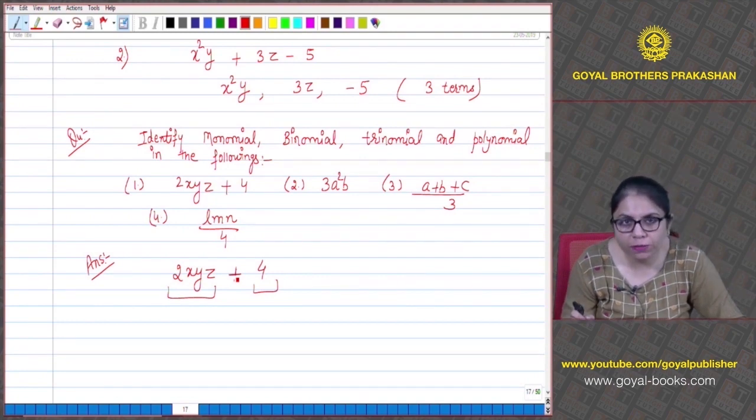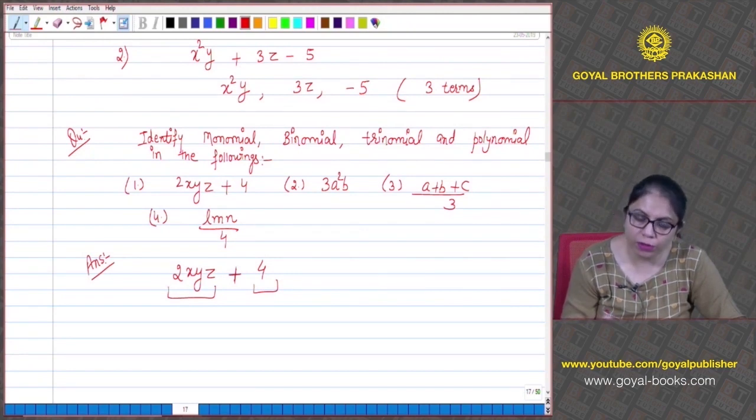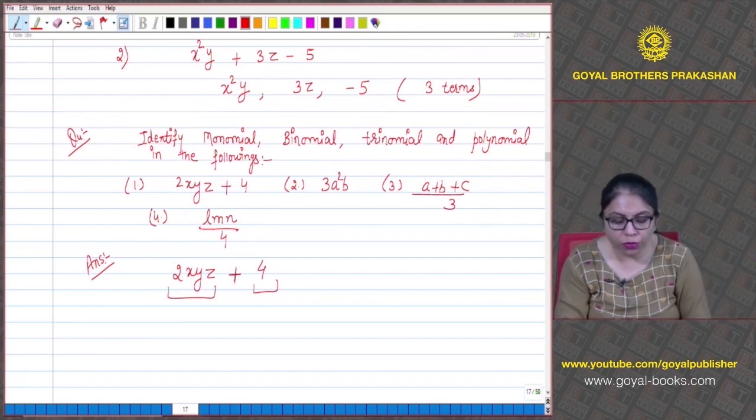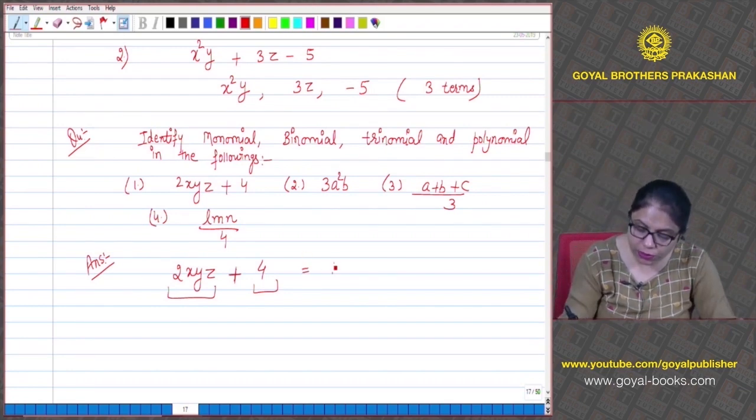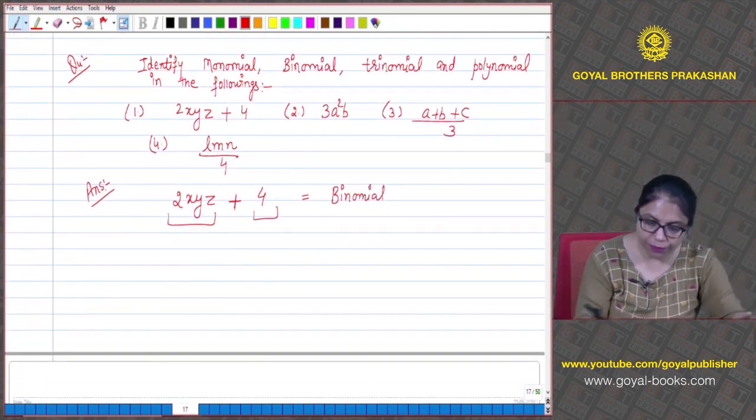I had already explained to you that by applying plus or minus sign you can increase or decrease the number of terms. Here we are given two terms. By applying the plus sign you can make two terms. So this is what? This is binomial. Any expression having two terms is known as binomial.